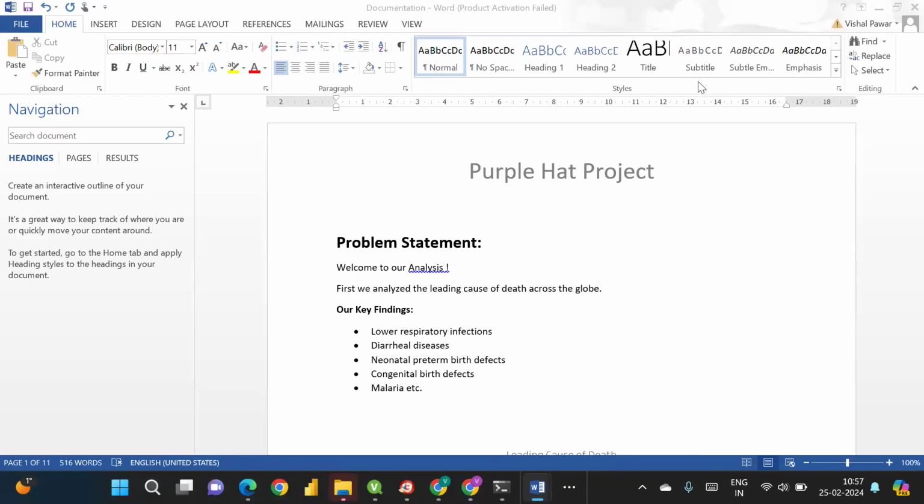Hello everyone. Our project is based on the Purple Heart project, which is an analysis of infant deaths at the national and international level. So let's start with the problem statement.